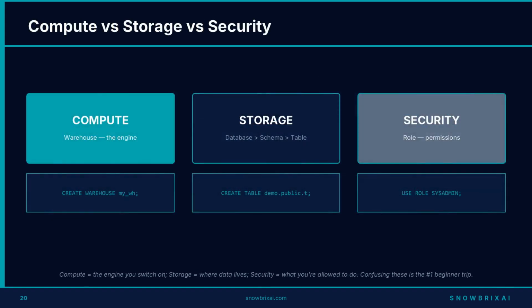Let me give you the table that beginners keep mixing up. Three words, three jobs. Compute is the warehouse, the engine you switch on, and it costs you while it runs. Storage is your database, schema and table. That is where the data lives. It is cheap and it is always there. Security is the role. That is what you are allowed to do. Confusing these three is the single biggest beginner trip up. So screenshot this slide: warehouse runs, database holds, role permits. Keep those straight and you are ahead of most people.